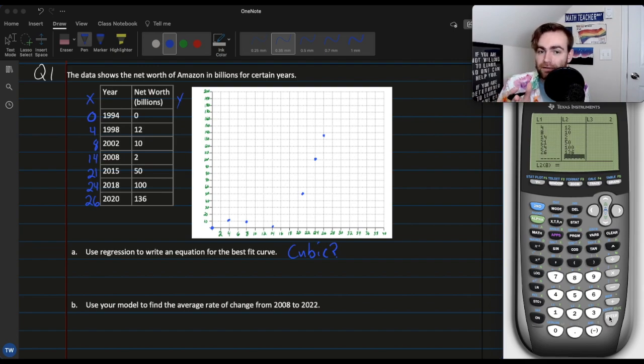Perfect. I've put in my list, and I can see that I have the same number in list 1 as I do in list 2, which is really, really important. It tells me I didn't miss anything. For us, it just means I don't really need to double check my data right now.